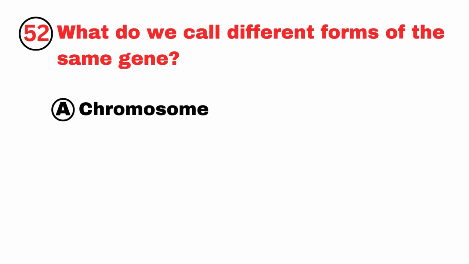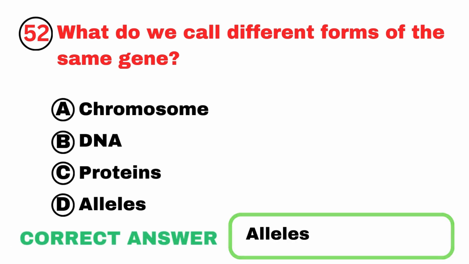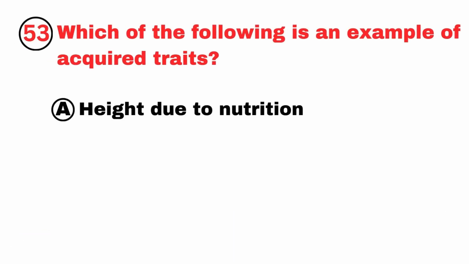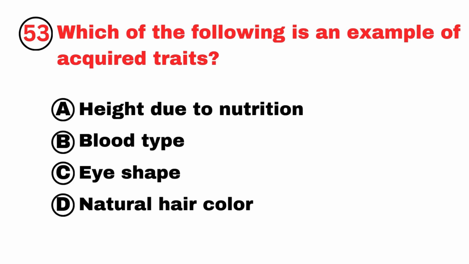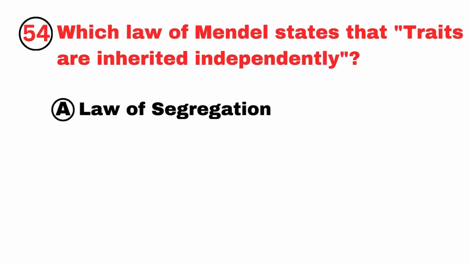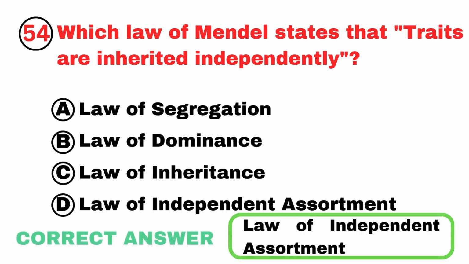What do we call different forms of the same gene? Alleles. Which of the following is an example of acquired traits? Height due to nutrition. Which law of Mendel states that traits are inherited independently? Law of independent assortment.